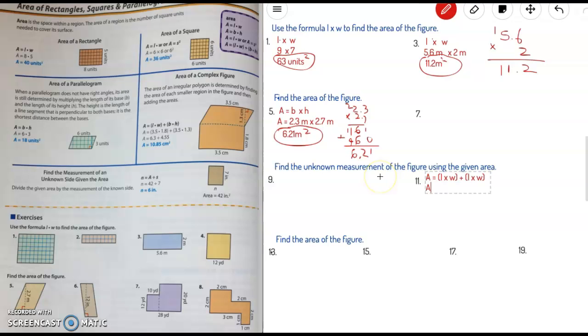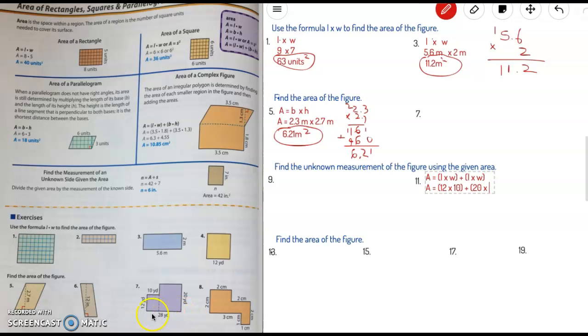Okay? That means, what is the length of this one? 12. And the width of this one? 10. Plus length of this guy? 20. And here's a little trick question. What about the width for this one?